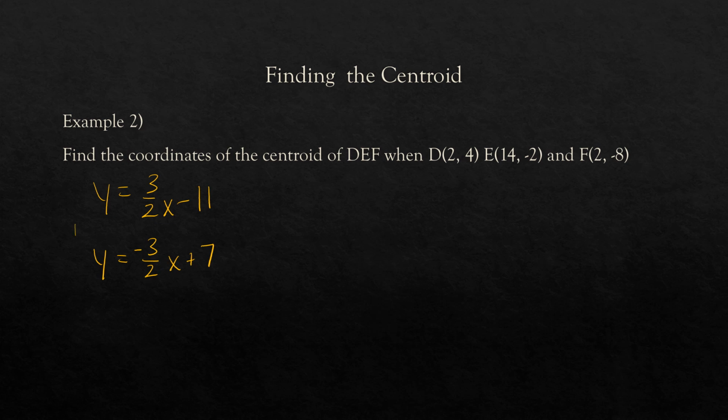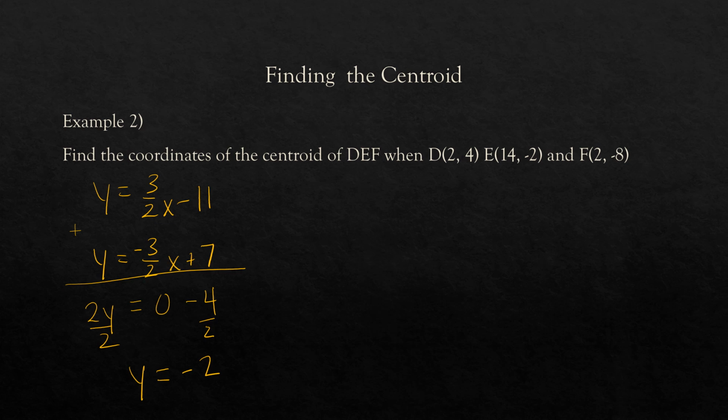So if I just add these equations together, I will have 2y, the positive 3/2 x and the negative 3/2 x would equal 0. That's what we want. We want to eliminate one of the variables. And then 7 minus 11 will be a negative 4. If I divide by 2, then I get that y is equal to negative 2. So that was very fast, solving it with elimination.